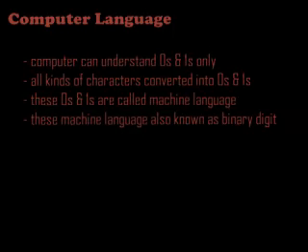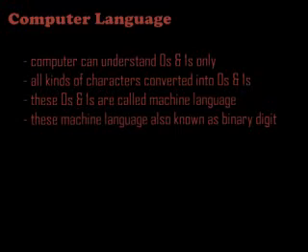Computer can understand only zeros and ones. So all kinds of data, that is number, alphabet, special character, should be converted into zeros and ones. In computer, zeros and ones are called machine language because the computer can understand only zeros and ones. It is also called binary digit.